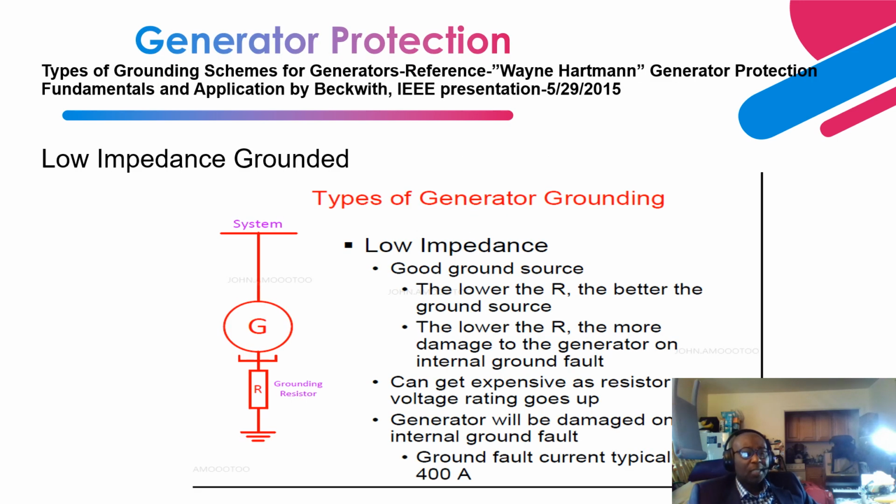Next is a typical picture of a low impedance grounded scheme. As you can see over here, our goal is to limit the ground fault to 400 amps. That 400 amps should be good enough for this generator in an industrial facility.